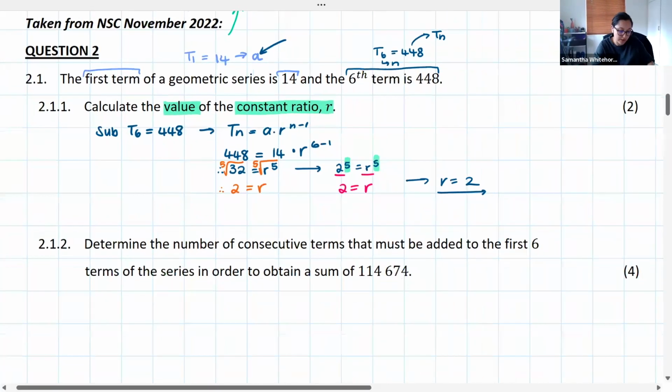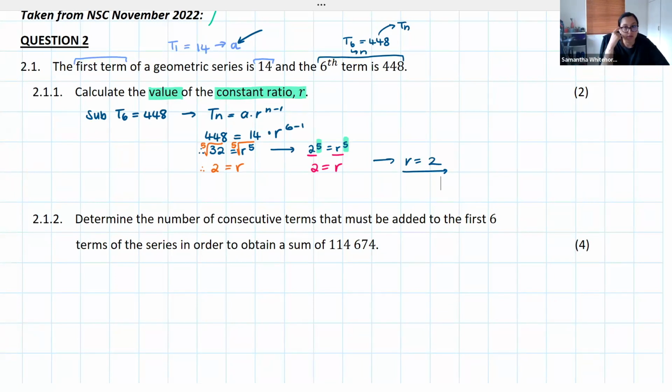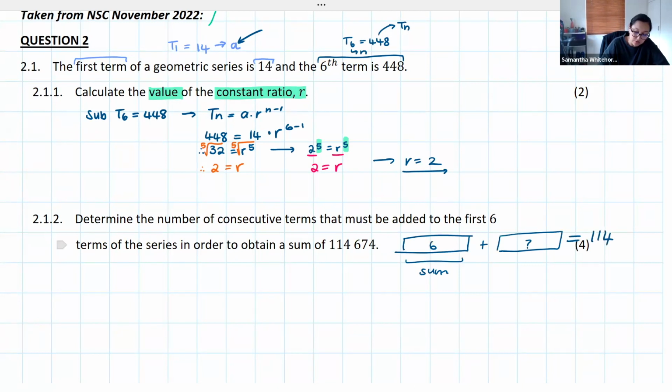So if we look at the second question, 2.1.2, it says determine the number of consecutive terms that must be added to the first 6 terms in order to obtain a sum of 114,674. So let's think about what this is saying. We've got the first 6 terms and we've found the sum of all of these. I want to know how many more terms I should be adding in order to get 114,674. That is essentially what the question's asking me.